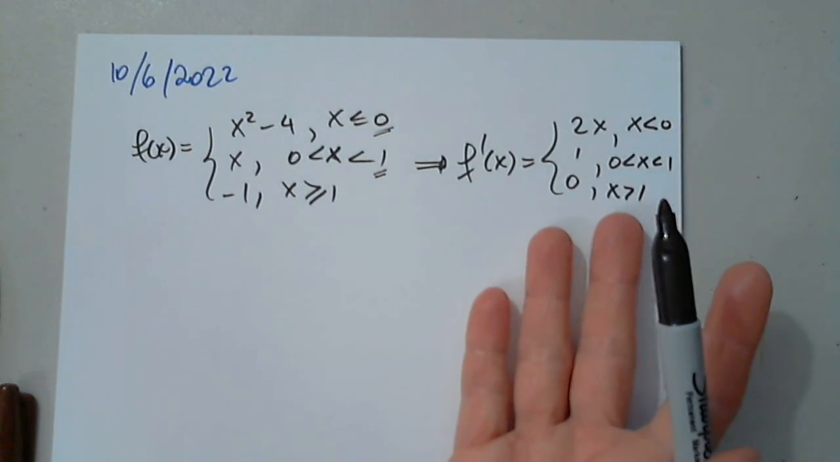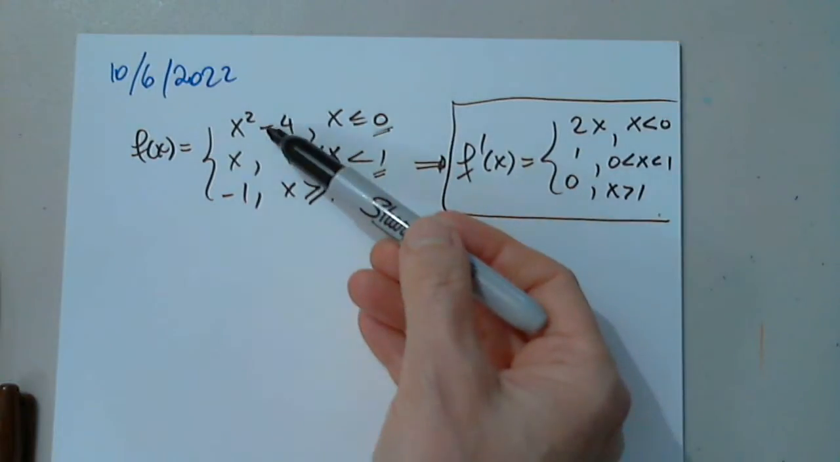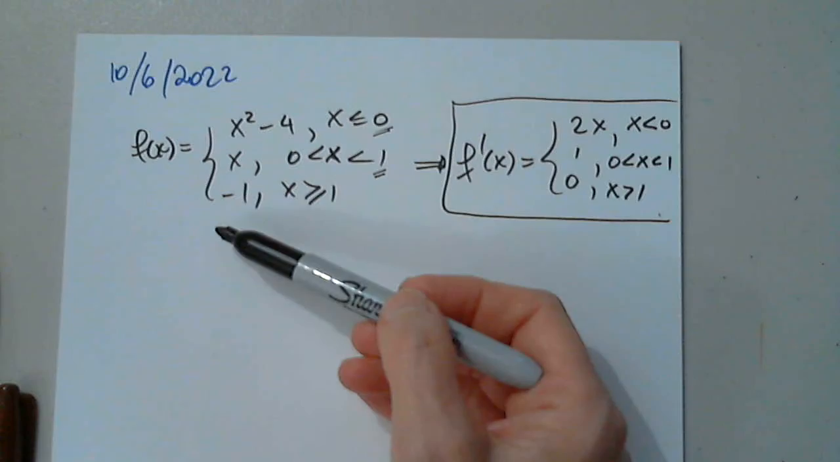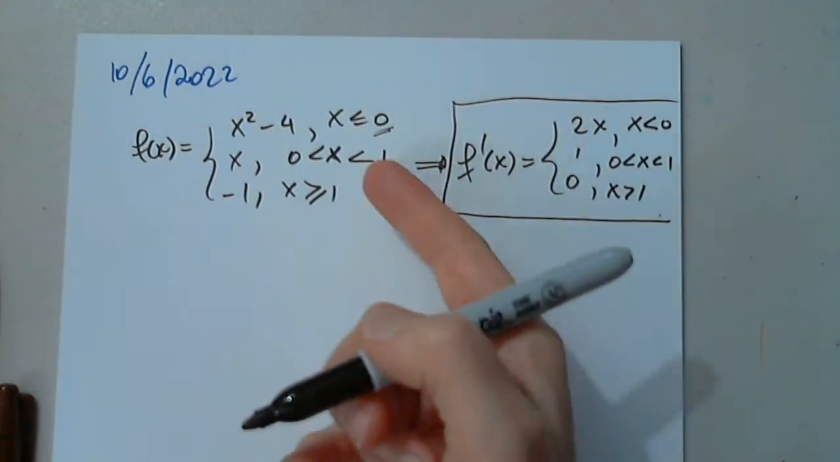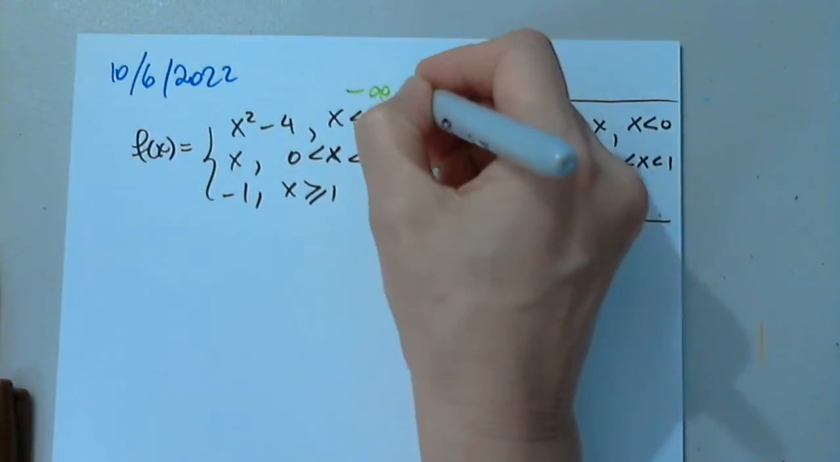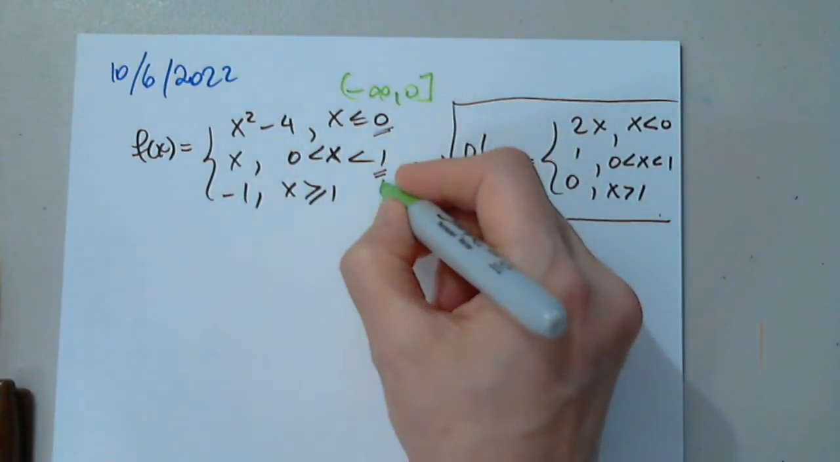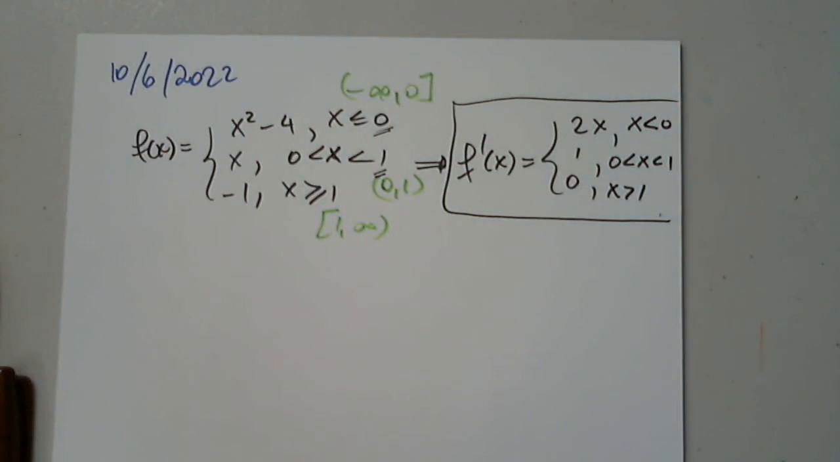Many of you didn't even write this, and I don't understand why. Because you know how to differentiate these. We know differentiation rules. You don't have to do anything. Then, of course, what I'd like to do is change this into -infinity 0, change this into 0, 1, and change this into 1 to infinity.